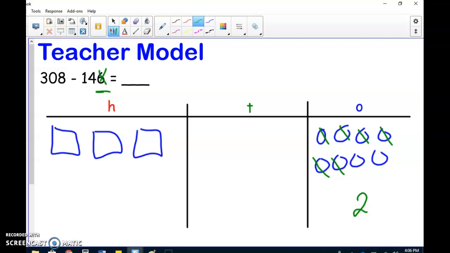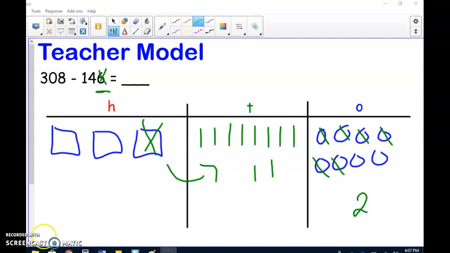Next, I need to take away 4 tens, but I don't have any tens, so I'm going to have to go next door and grab 10 more. Except these are 10 tens. 1, 2, 3, 4, 5, 6, 7, 8, 9, 10. Now I can take away 4 tens. 1, 2, 3, 4. And when I do that, I'm left with 1, 2, 3, 4, 5, 6 tens.